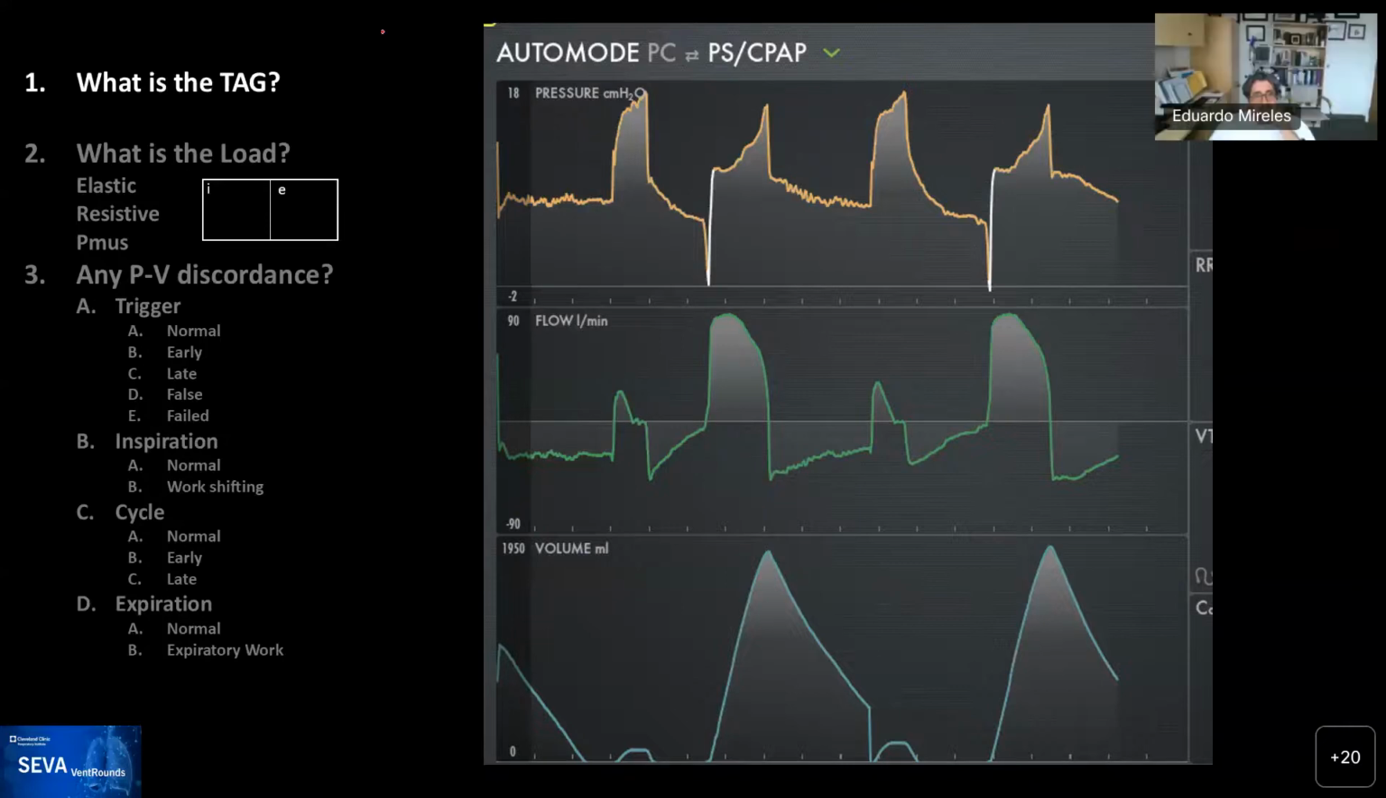So let's do this one over here. This is another type of mode, which is called auto mode, PCPS CPAP. And here's a tracing of that poor human being on this mode. So let's hear your thoughts there. What do you think is the tag for this patient?